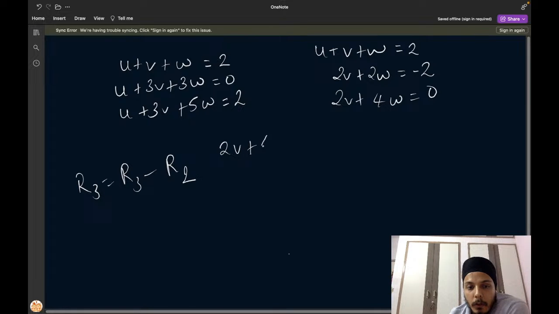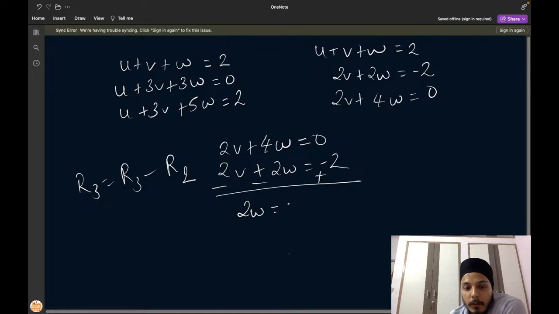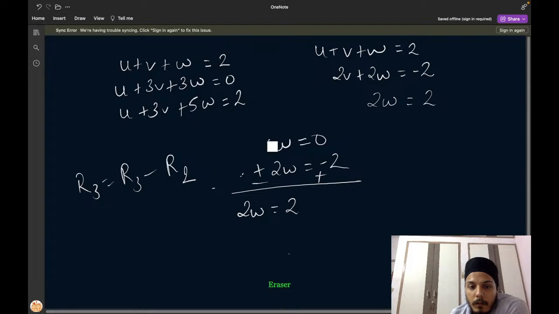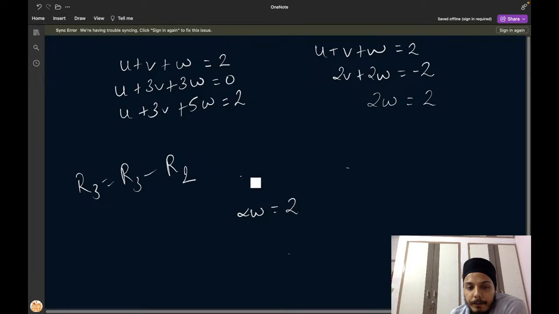So it will be 2v plus 4w equals to 0, and then 2v plus 2w equals to minus 2. We subtract it, we get 2w equals to 2. So our last equation becomes 2w equals to 2. Now we have transformed our equations into this form. Now we can do the back substitution.